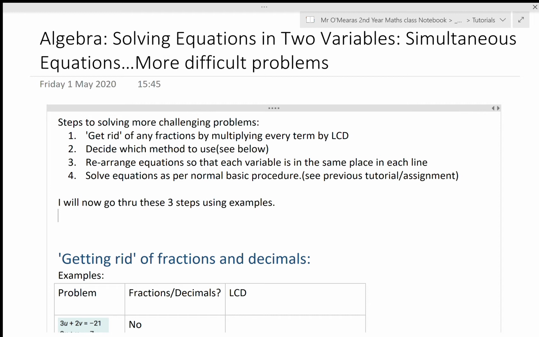Then we have rearrange equations so that each variable is in the same place. A lot of times equations are jumbled up. They're not exactly as you need them to be so that you can sort them out properly. And we're just going to again walk you through some examples of that. And then once you have all those done, in most cases it's just a case of following the normal basic procedure as we did in the previous tutorial and solving that equation.